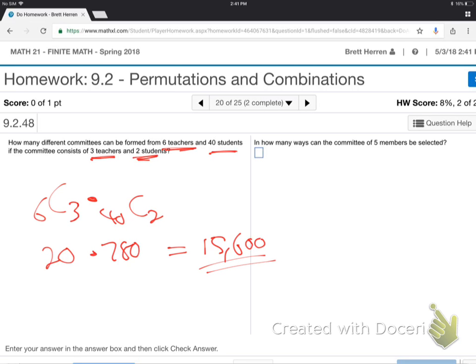See why you use C there and not P? Nothing in that made order matter. The 3 teachers, they weren't president, vice president, secretary or something. It was just 3 teachers. 2 students. Right? Equal offices, use C, not P. All right, 5 questions. Okay.